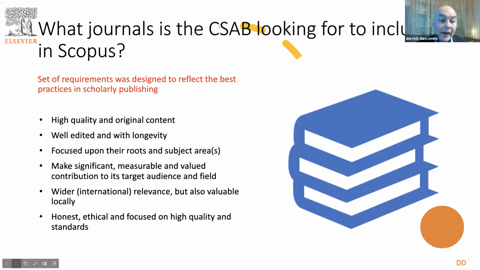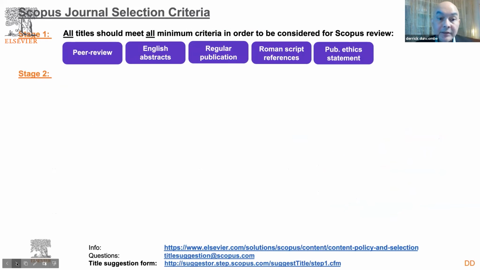And does it have wide international relevance? More people read about it, but also, is it valuable locally? We'll give some context later on. And then, honest, ethical, and focused on high quality and standards. Now, nowadays, there are a lot of publication ethics issues, so this is one of the key things nowadays. That's the buzzword, okay? Ethics. Next slide, please.